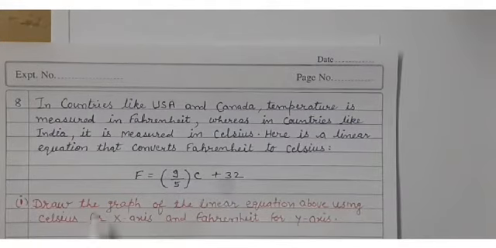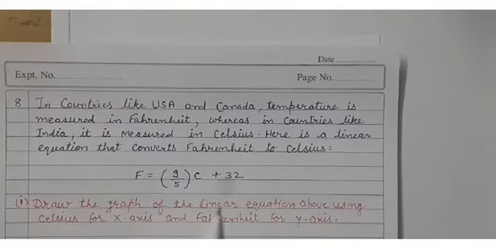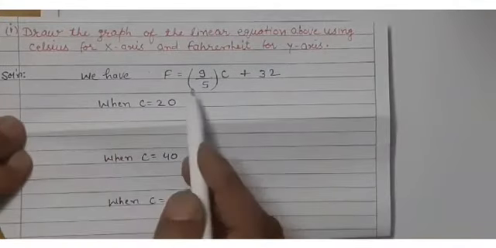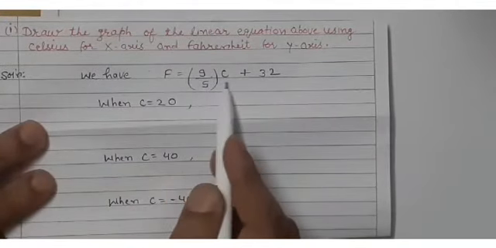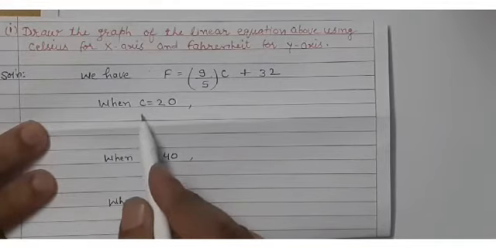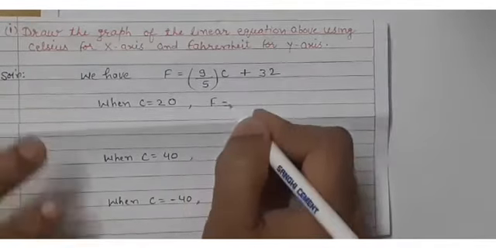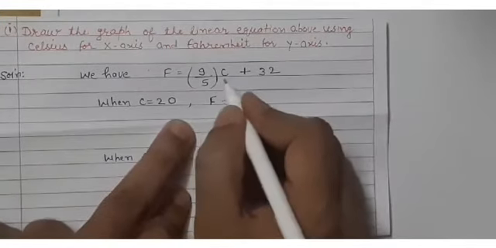Now what to do? First point is draw the graph of the linear equation above using Celsius for x-axis and Fahrenheit for y-axis. You have to draw one graph. Yes, now see, for that we have given F is equal to 9 upon 5 C plus 32. Then when C is equal to 20, then what will be? You have to put C is equal to 20 here.